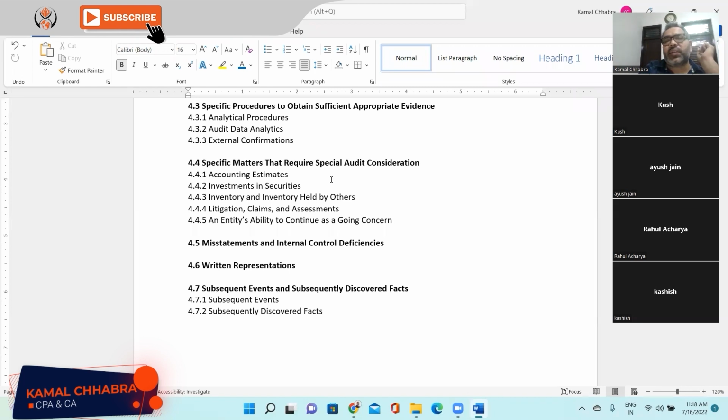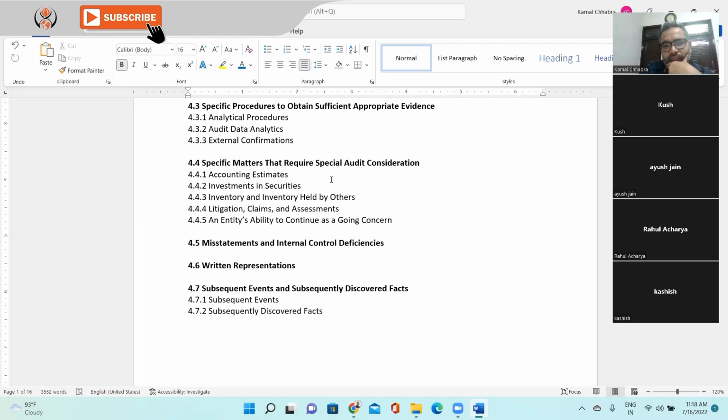And if you are not disclosing a critical audit matter, if you are saying there is no critical audit matter, then you need to give the reason why there is no critical audit matter. Right? So those critical audit matters, which we will be discussing in chapter 5, will be coming from this section majorly. Right? The first one is accounting estimate.